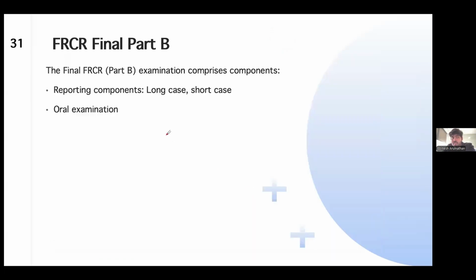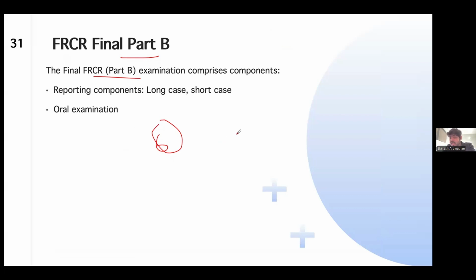Then coming to 2B, with FRCR there are two checkpoints. The first checkpoint is FRCR physics, and the second checkpoint is FRCR 2B. For FRCR 2B you have 6 attempts that are allowed. I know people who have sat for 6 attempts and then failed. I know people who have sat for 5 attempts, failed, and then passed in their 6th attempt.